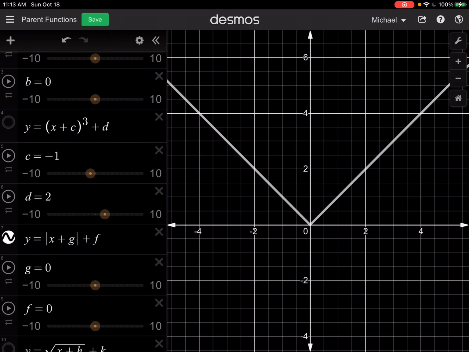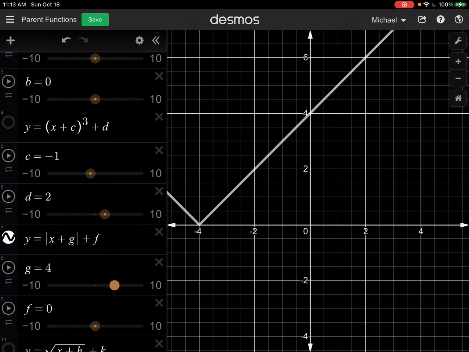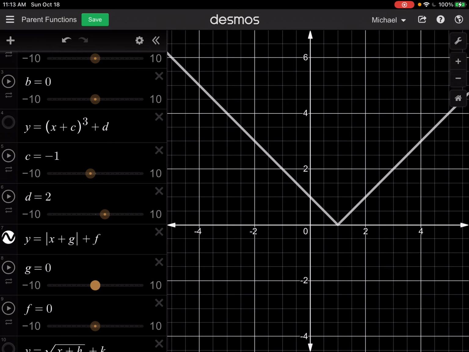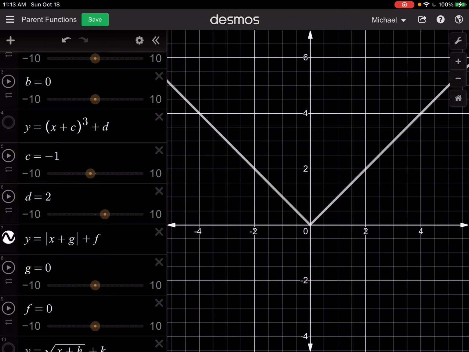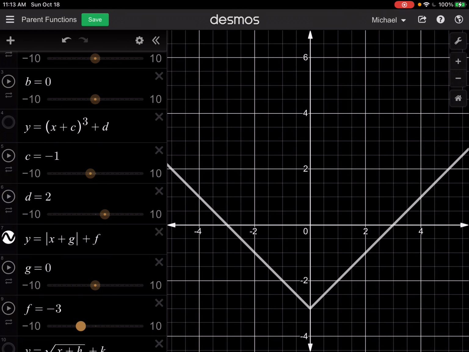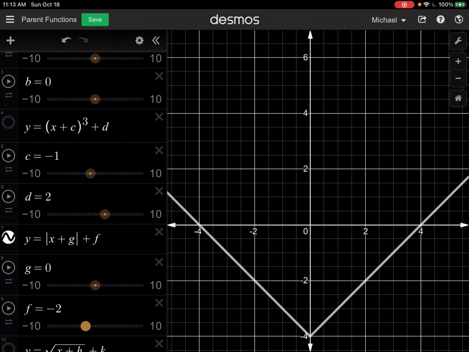Looking at your absolute value function, again, this was the one that looks like a V. If it happens on the inside, like I do see with my g there, it's the absolute value of x plus g, that's going to be indicative of if it moves left or right. Whereas if it happens on the outside, that will tell us if our graph moved up or down.